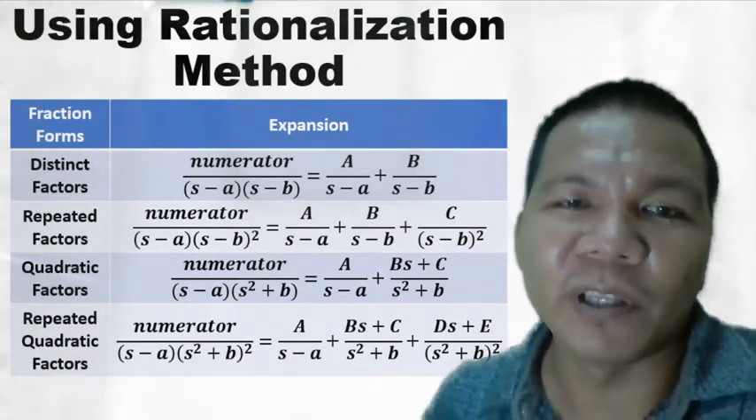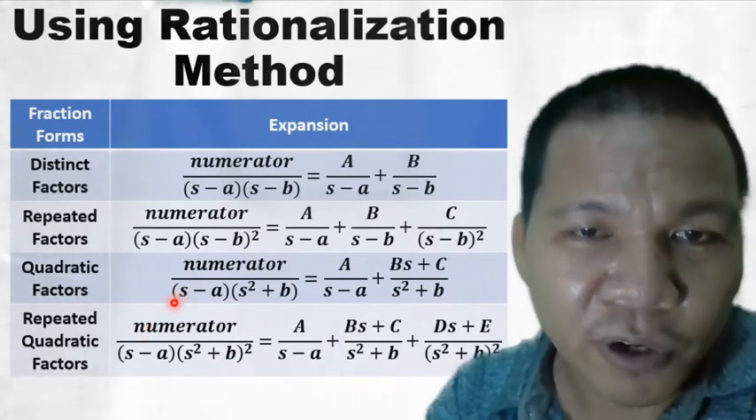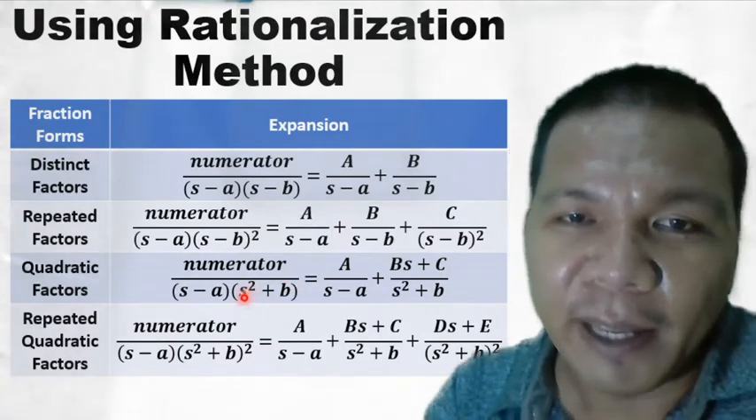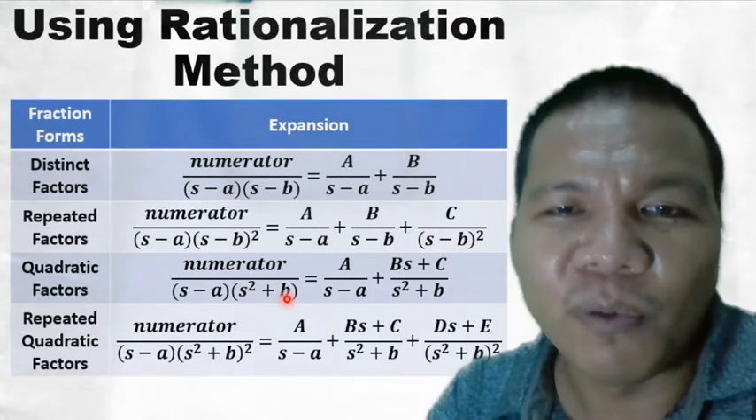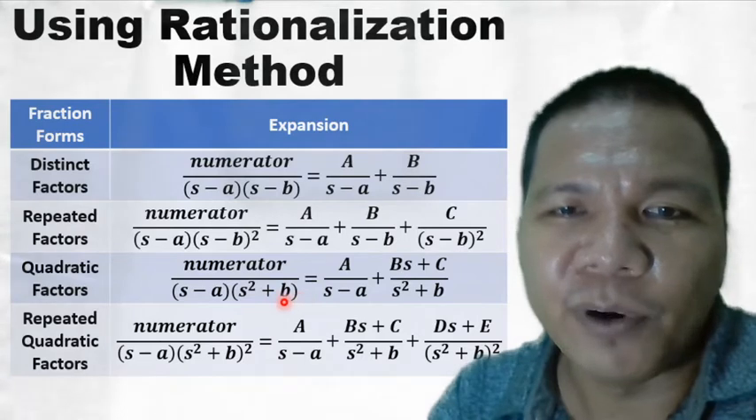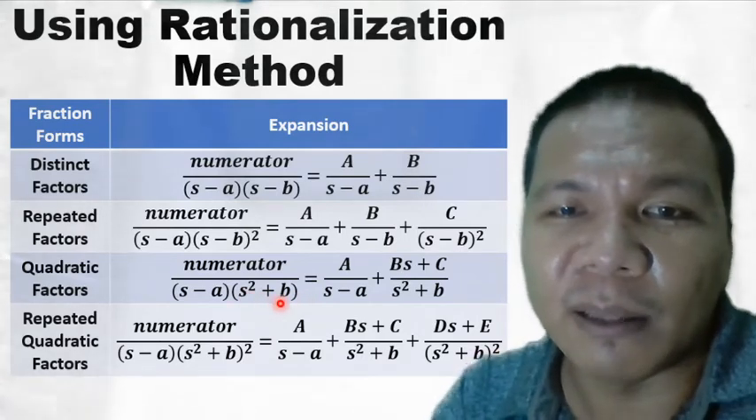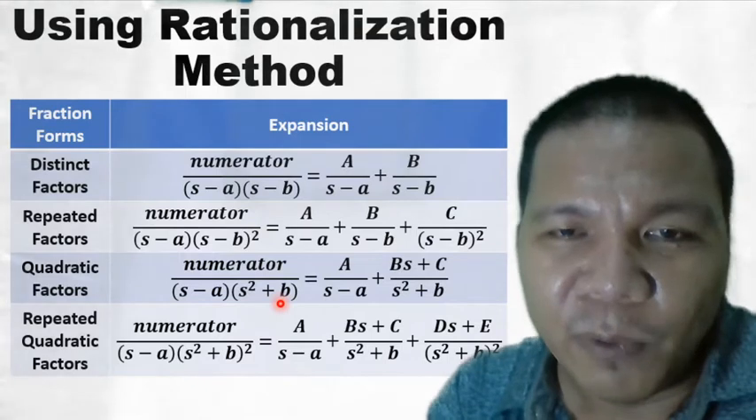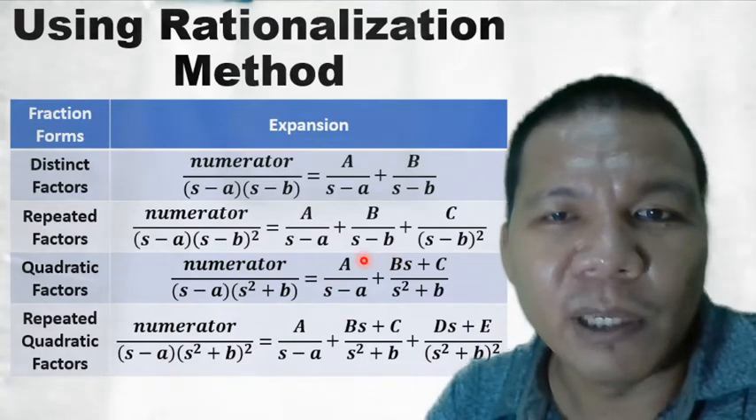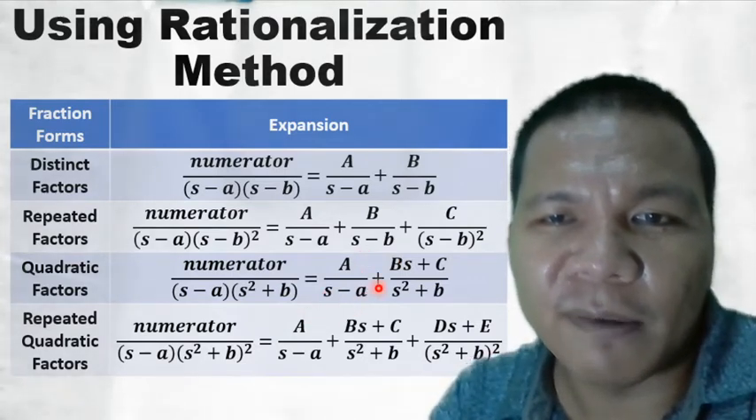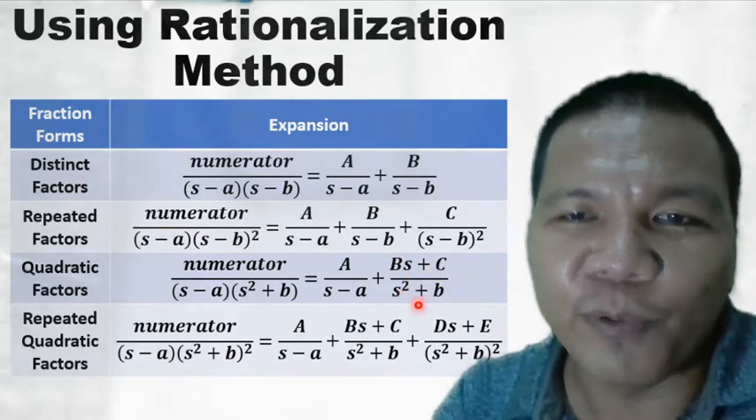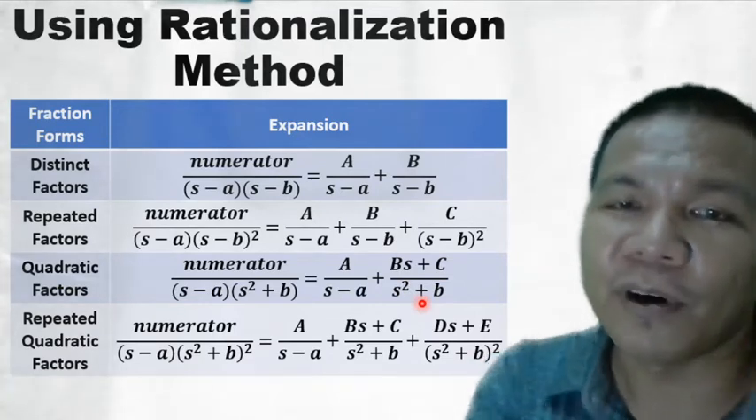If that is cubed, you can also write D all over s minus b to the power of 3. Now for the quadratic factor, go back to your denominator and analyze if there is a quadratic factor. A quadratic factor is a second degree polynomial that is not factorable anymore, like s squared plus b. We leave it as a quadratic factor, and expanding it gives A all over s minus a plus Bs plus C all over s squared plus b.